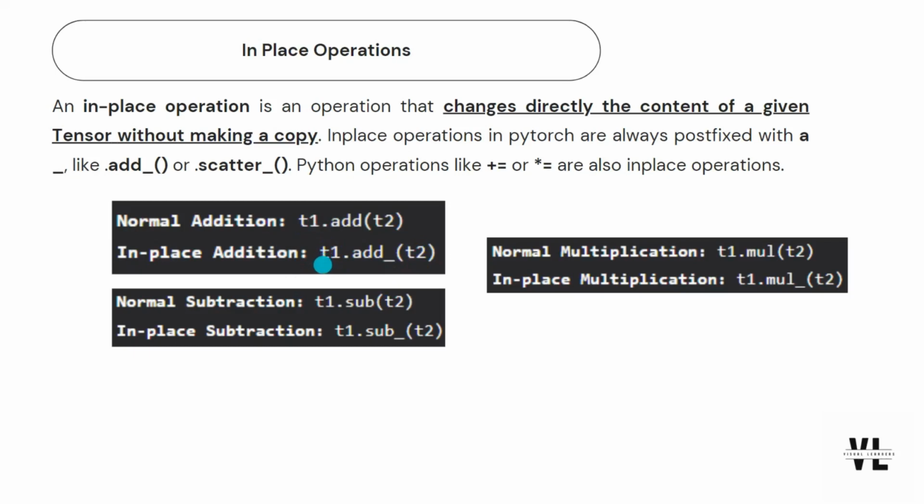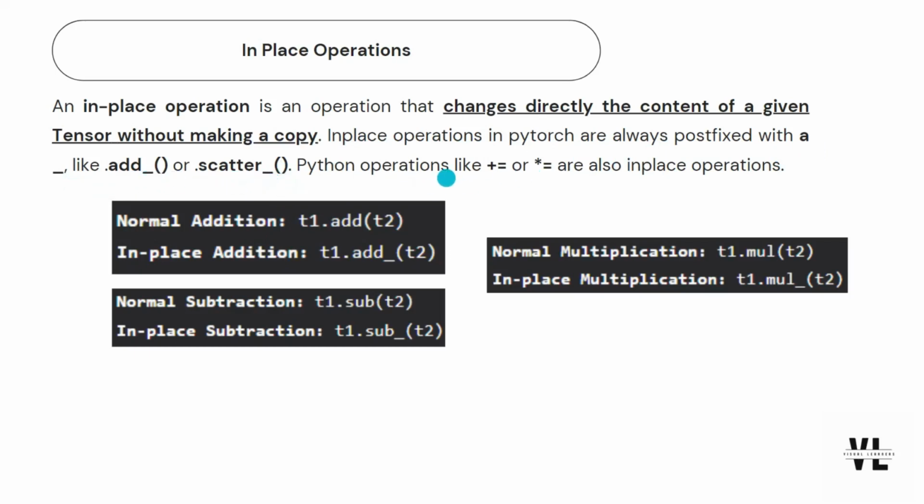So if you try to output T1 again, now the original T1 will be gone because it changes directly the content of the given tensor in place. T1 will be replaced by the new output. But in this case, T1 will be preserved because we add T2 into T1 and create another copy to save the output. In-place operations in PyTorch are always postfixed with an underscore, such as the add and scatter methods.